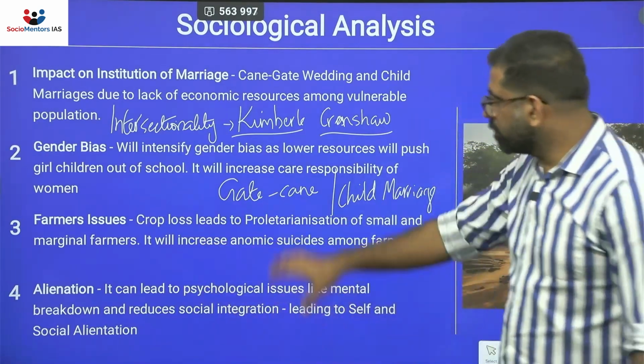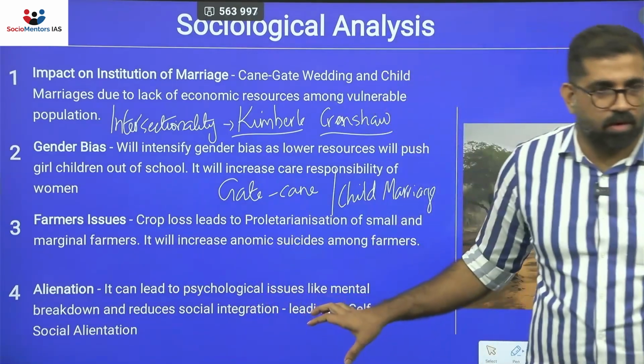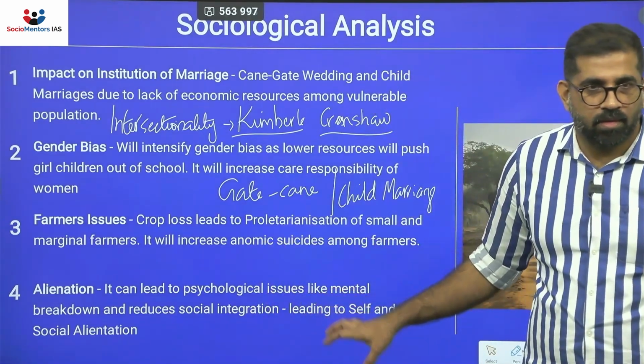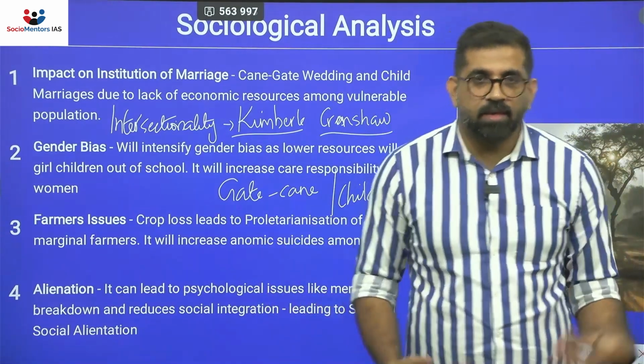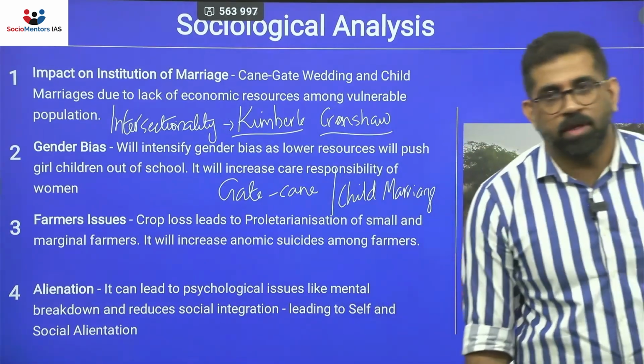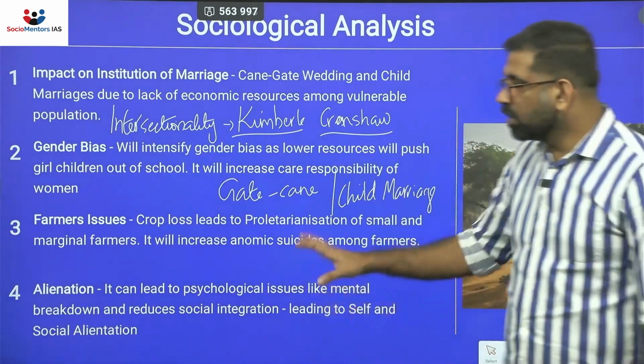Clear? Now, this kind of suicide is anomic suicide according to Durkheim. Right? So rapid changes or disaster related suicides, you can mention as anomic suicides. Clear?